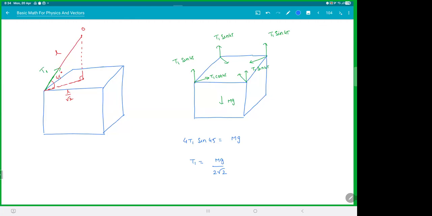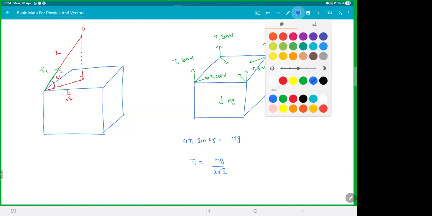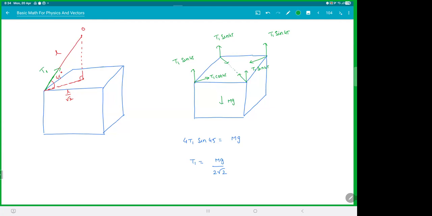All clear with this picture? Any doubts on how we got this? The main idea here is to get the angles. Once you have the angles, it is just a matter of resolving horizontally and vertically. And what happened to all these T1 cos 45s? You can clearly see they're equal and opposite, so they will cancel out. So the horizontal components won't matter. Is that clear, everyone? Clear, Ananya? Got this?